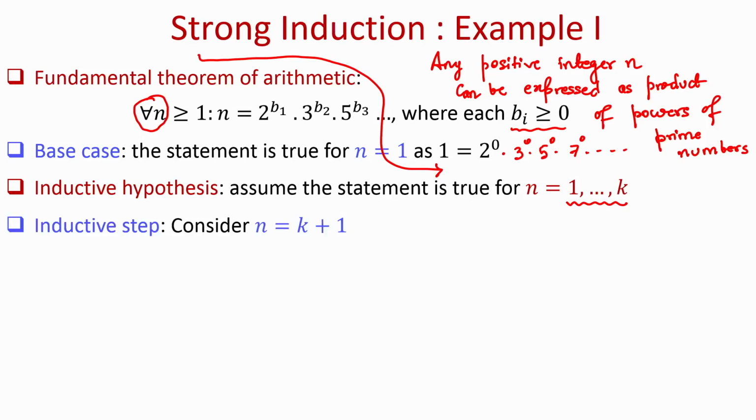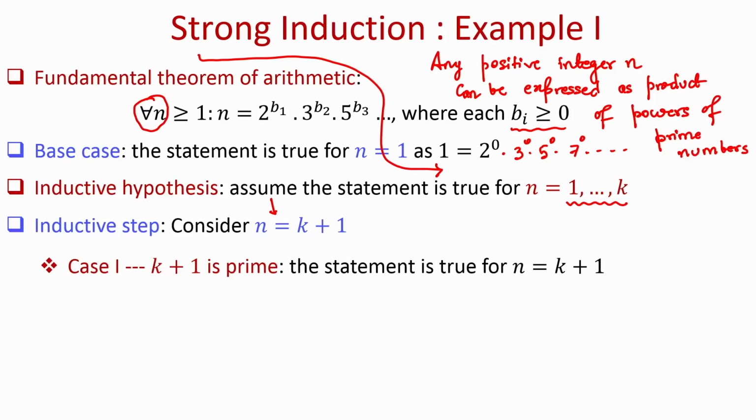And now assuming this, I have to show that even the statement is true for n equal to k plus 1 as well. This is your inductive step. Now, there can be two cases possible with respect to k plus 1. So, now you can see that I am applying here proof by cases. Within the inductive step I am applying the proof by cases depending upon whether k plus 1 itself is prime or it is a composite number. So, there can be only two possibilities.